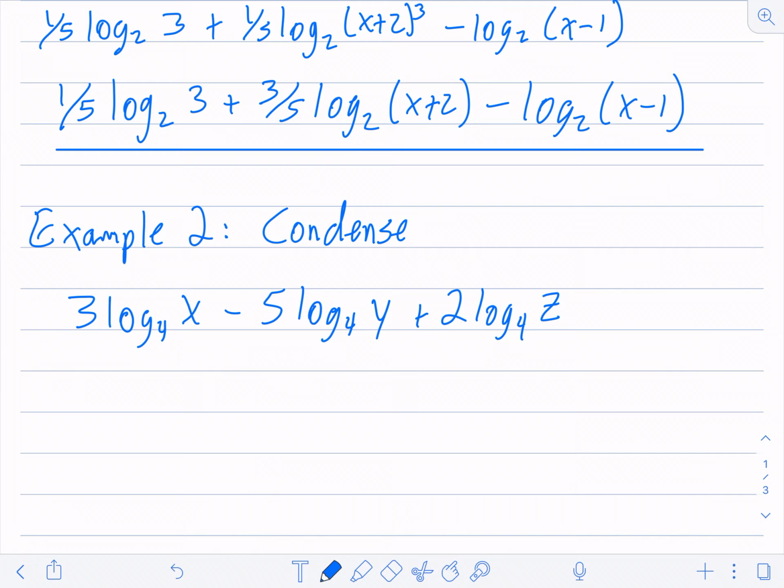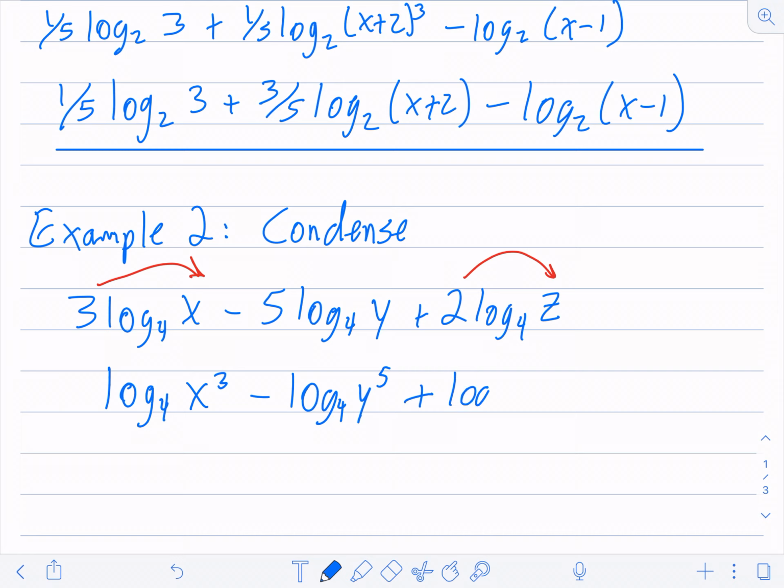Well, first, let's go backwards. Let's deal with the exponents first. That 3 that's in the front, can I move that forward? And this 2 that's in the front, can I move that forward? Let's do that. So this is going to be log base 4 of x cubed minus, also the 5, I should have mentioned that, log base 4 of y to the 5th, right? And then finally plus log base 4 of z squared. So I've used the power rule to bring all those numbers up to the front.